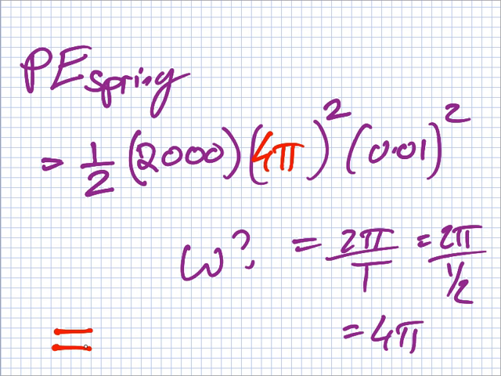15.7? That's not that impressive. 15.7 joules? Is that what you got? 15.7. You can't really do much with 15 joules. You could light an LED light bulb for about 6 seconds. Not too impressive.